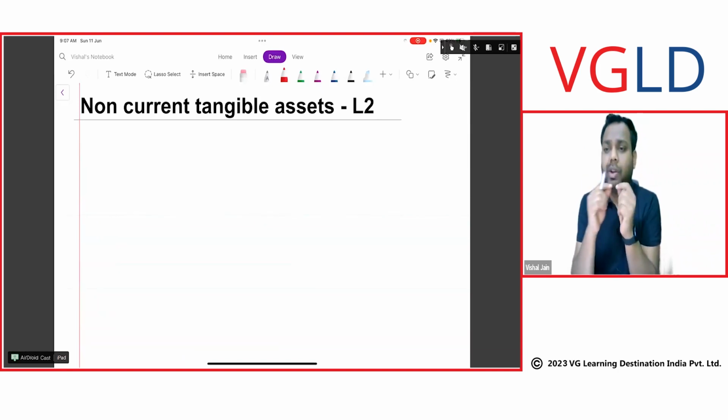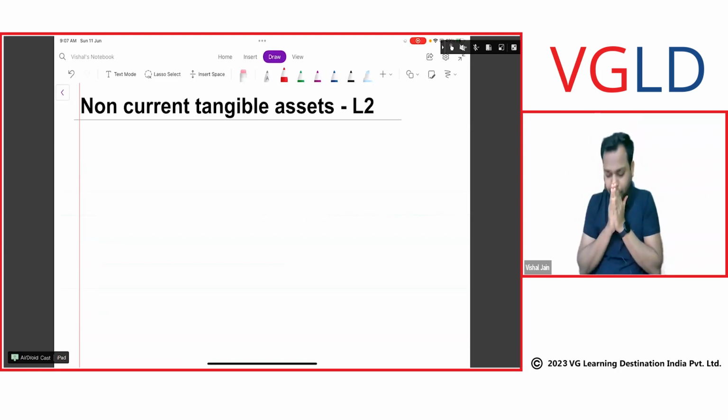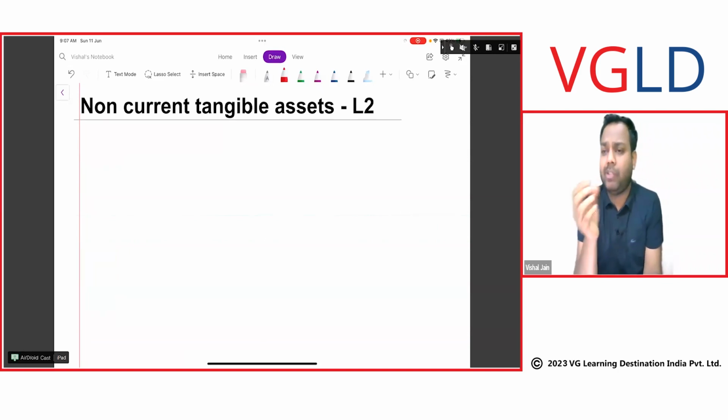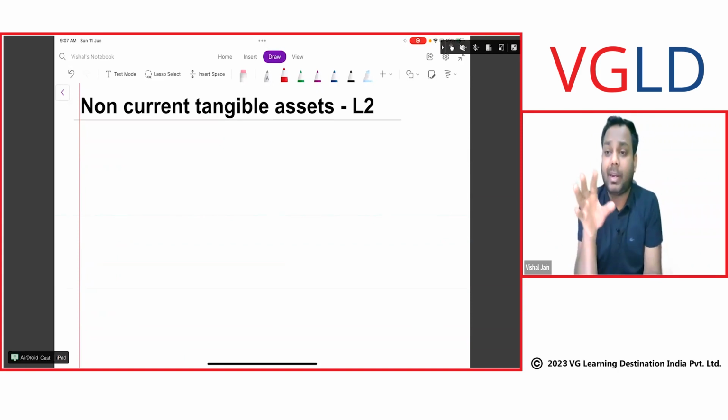The examples of the expenses which will not be included are advertisement costs, right? And other costs also were there. So basically, these are the costs which have to be included, and these are the costs which should not be included in the directly attributable costs.